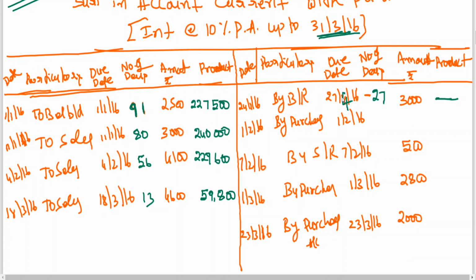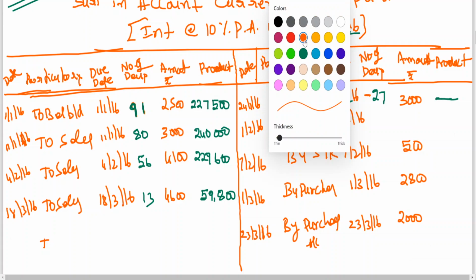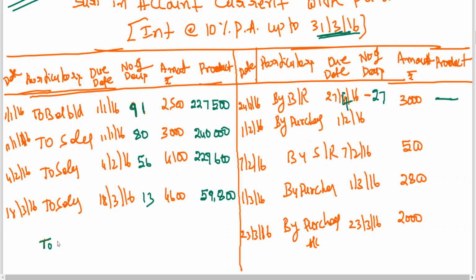How are you getting negative days? If the due date falls after the closing date of the statement. What is the closing date of the statement? 31st March 16. What is the due date? 27. That is why we are getting a minus value, a negative value. Whenever you are getting negative, you write red ink product. This will be easy. If you are getting the negative on the debit side, red ink product will go on the credit side. So how to do it, sir?